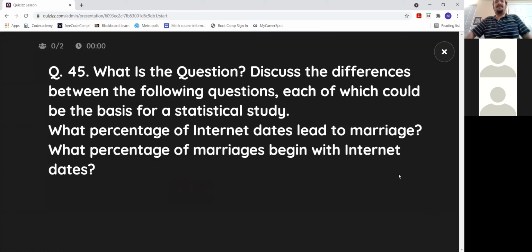Oh, this one's neat. Discuss the differences between the following questions, each of which could be the basis for a statistical study. The first one: what percentage of internet dates lead to marriage? I know this almost sounds the same, right? What percentage of internet dates lead to marriage, and what percentage of marriages begin with internet dates? Let me color code it. Let's do this one orange, and this one green.